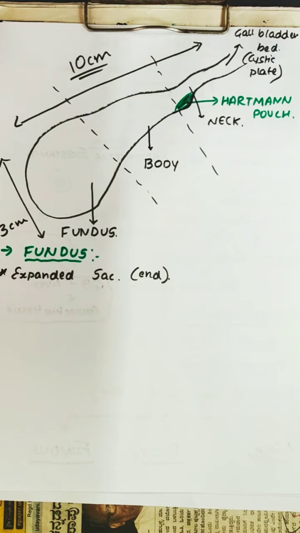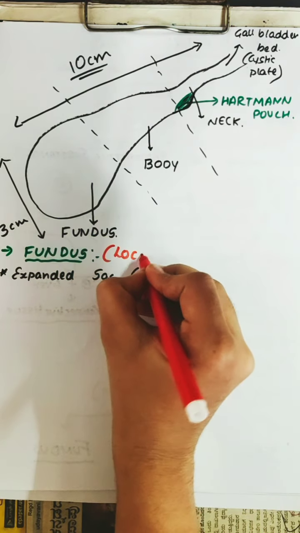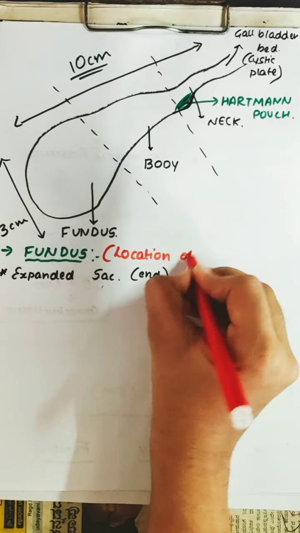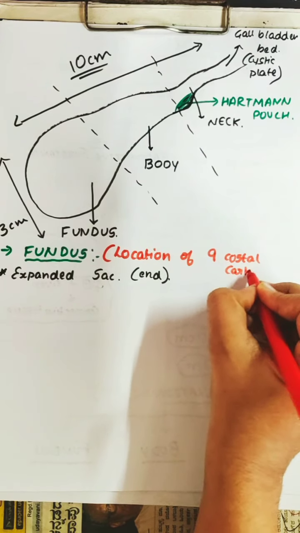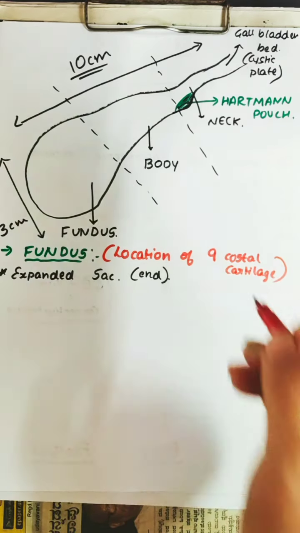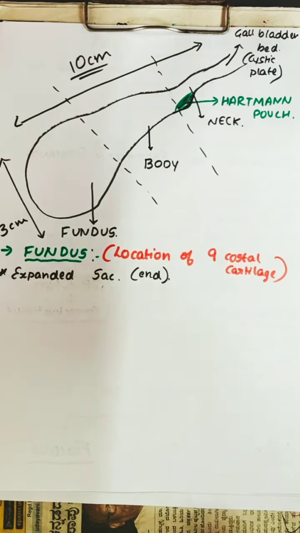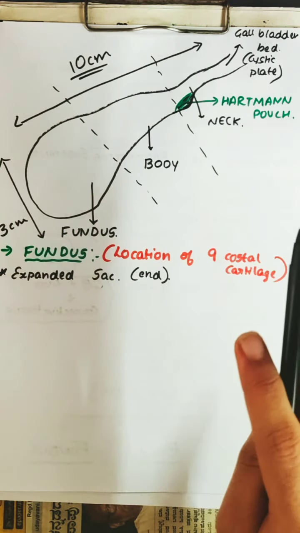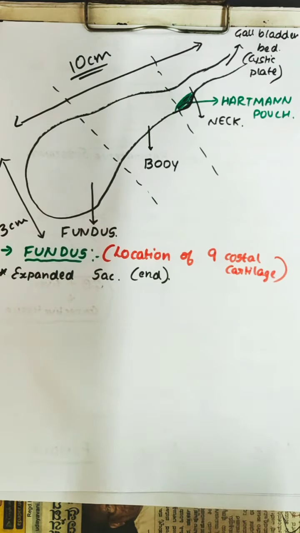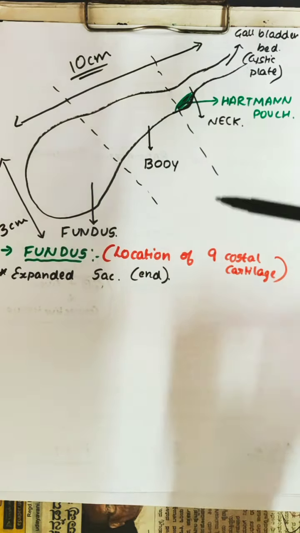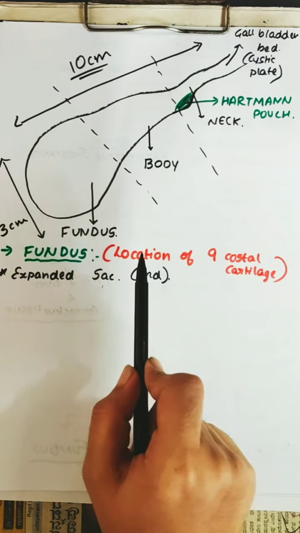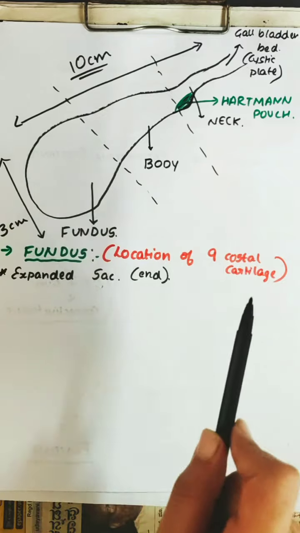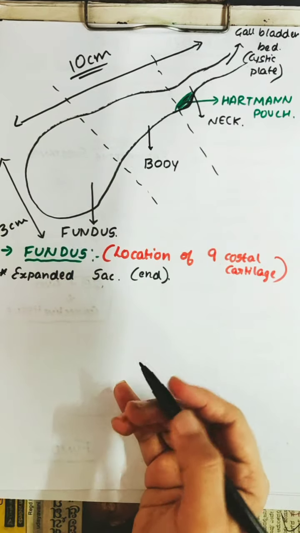Fundus is the location of the 9th costal cartilage. You remember this: the nipple is the clinical landmark for the 4th rib, and the breast extends from the 4th rib till the 6th rib. In the same way, the fundus is the location for the 9th costal cartilage or the 9th rib.